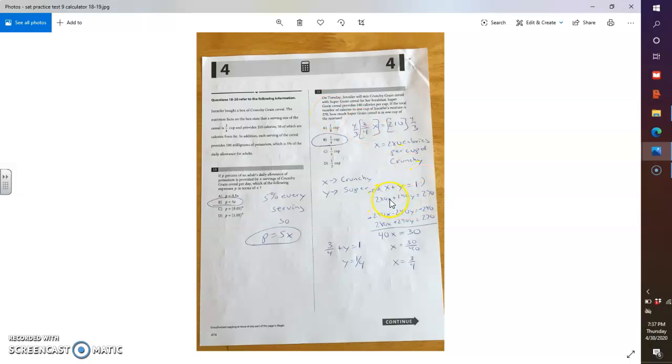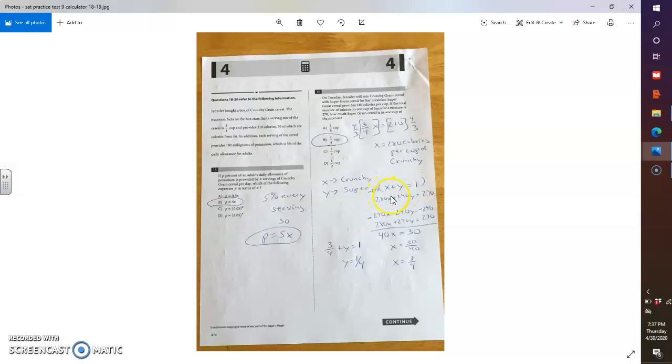I get 280 calories per cup of crunchy. I get 240 calories per cup of super. So this tells me total calories from crunchy, total calories from super. And now it's just the basic systems of equations.